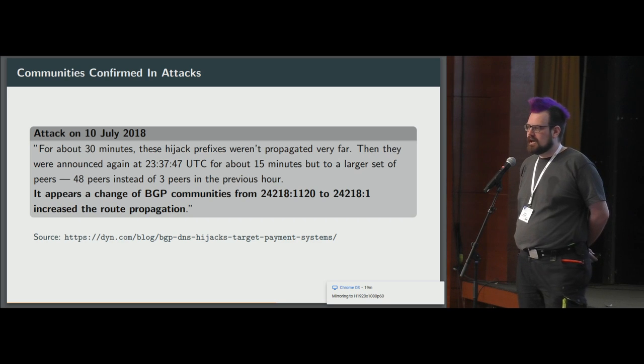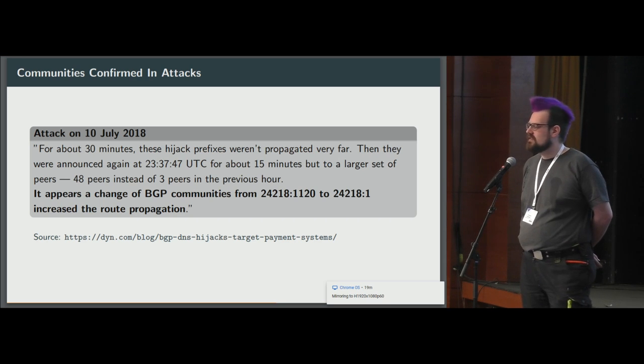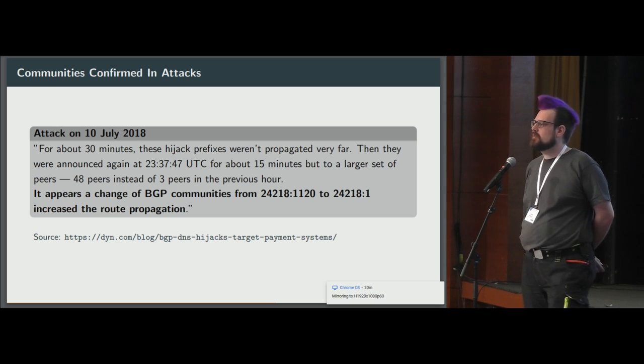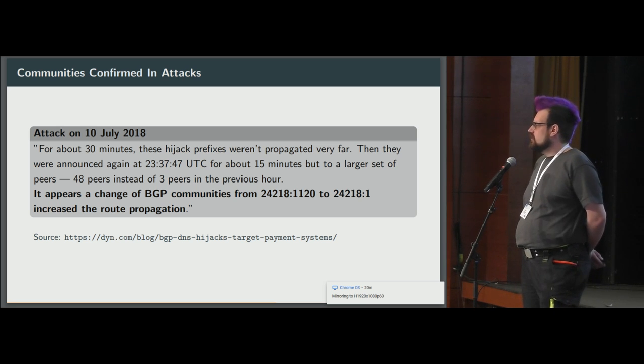And after I gave this presentation at the RIPE meeting, we were actually approached by Dyn, and they pointed us to an article where they found attacks that today are actually already using communities to foster propagation of hijacks. So the attackers found out that by setting specific community values, their hijack would actually be propagated more in the BGP network. So we already see attacks using communities.